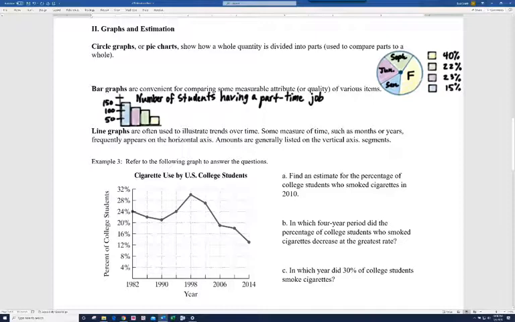All right, so let's look at A here. It says find an estimate for the percentage of college students who smoke cigarettes in 2010. Well, one of the things you've got to watch out for, and you might even want to put in the numbers here, notice you're going from 1982 to 1990. So in fact, that's 8 years. And so these middle marks are basically indicating a 4-year period.